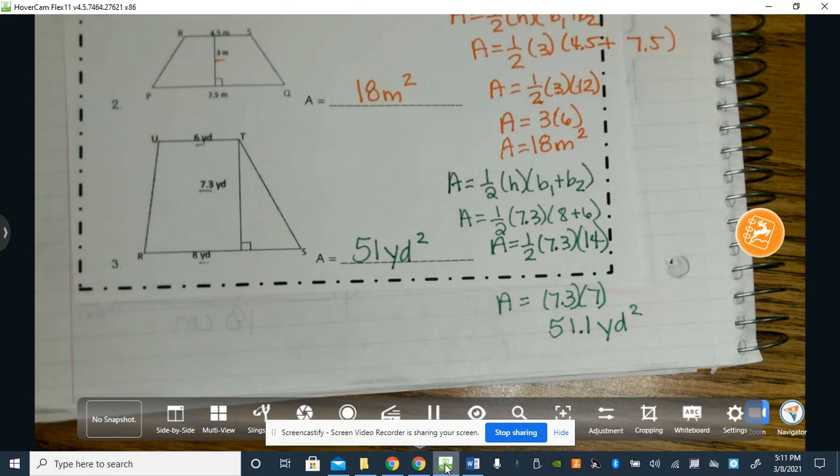That does it for our notes for today. Remember that for your homework you have 3 questions on parallelograms and 3 questions on finding the area of trapezoids.